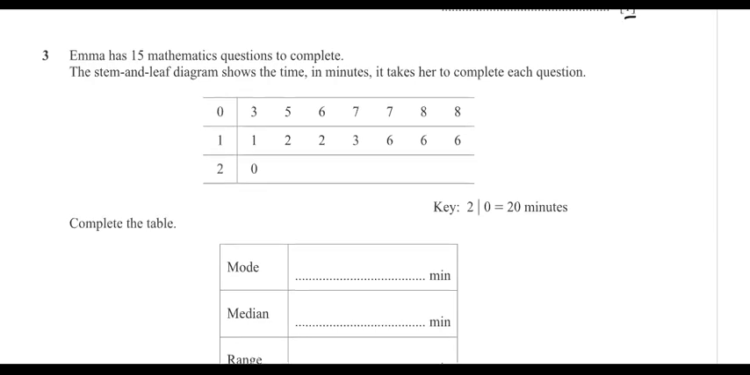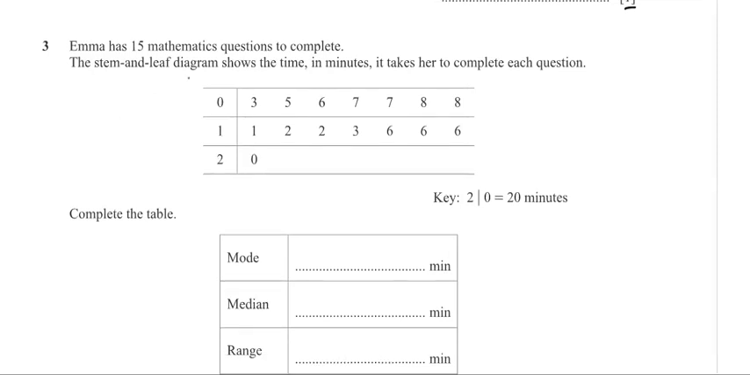This one is from statistics, stem and leaf diagram. A similar question we did in the previous paper also, if you remember. Here, the question is, Ema has 15 mathematics questions to complete. The total number of questions is 15, and the stem and leaf diagram is made here. This is the stem, this is the leaf, and the key is given. It means 2|0 will be 20 minutes.